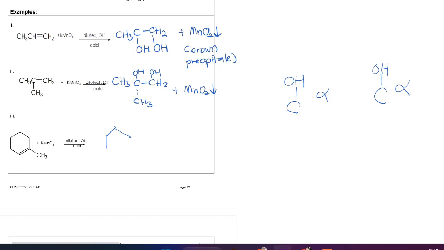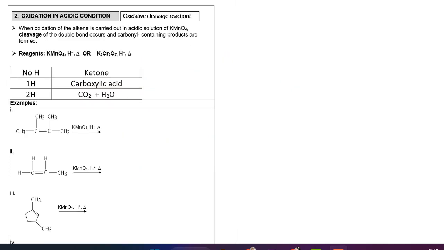Same goes to this one. From double become single, producing diol and MnO2 as precipitate.